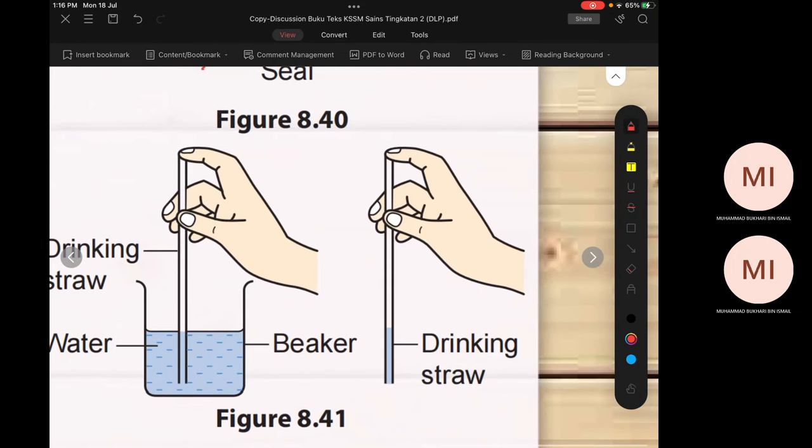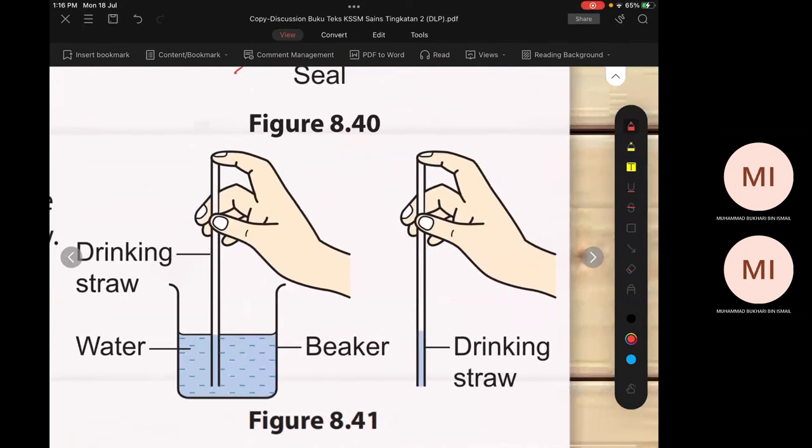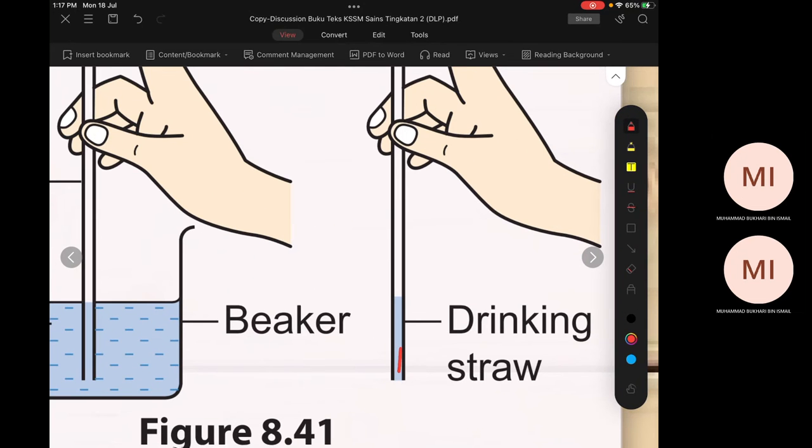Okay, what about this one? Why doesn't the water fall? When you tap your finger on one tip of the straw, air cannot enter. So when you lift this drinking straw, the water here has the tendency to go down.